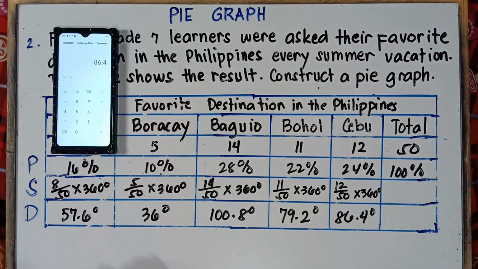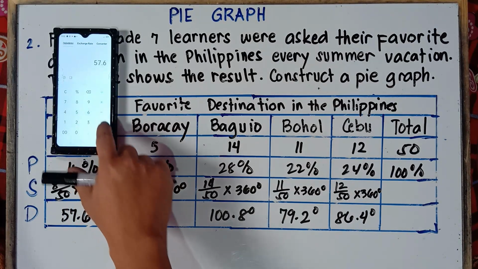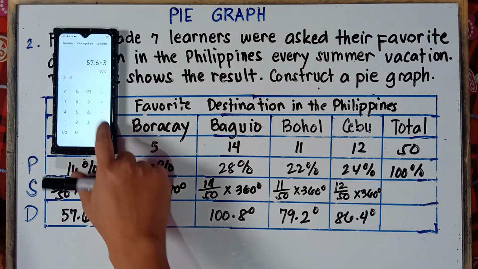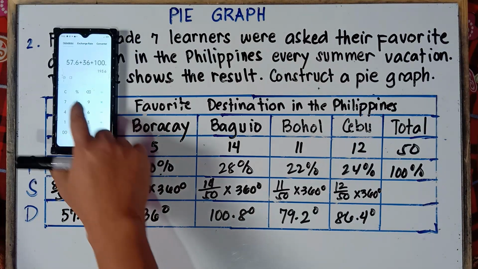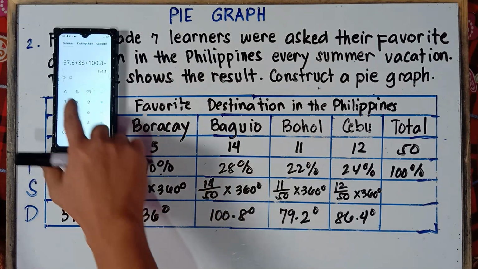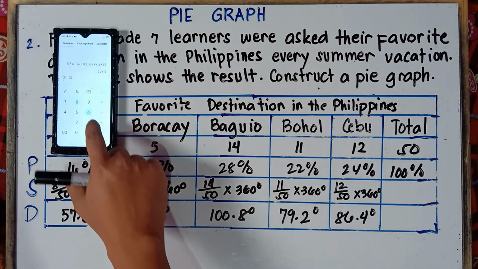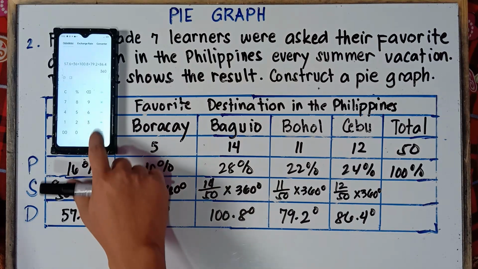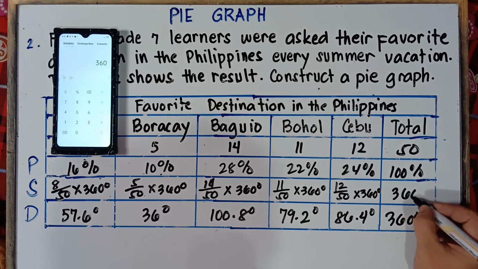If you add this up, let's add this up. 57.6 plus 36 plus 100.8 plus 79.2 plus 86.4. The answer is 360 degrees. So this is also 360 degrees.